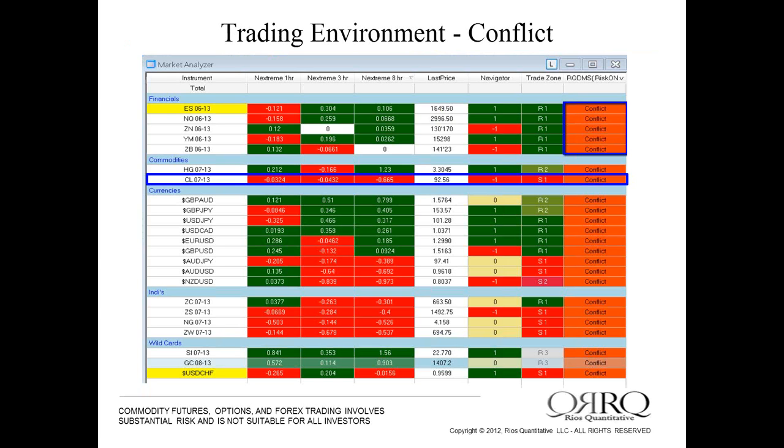Here's another example, crude oil, conflict, but it was very bearish. Take a look at its reading, 0.665. You had nothing here in the financials. Look at the currencies, barely, everything was pretty much mixed. Yes, the independents were looking good, but crude oil was stronger than any of the independents, so I looked to the crude oil.